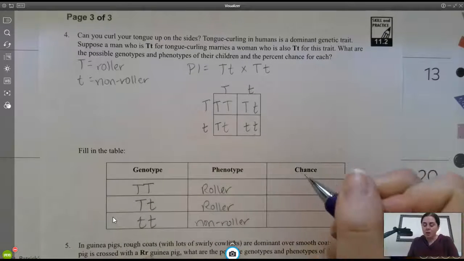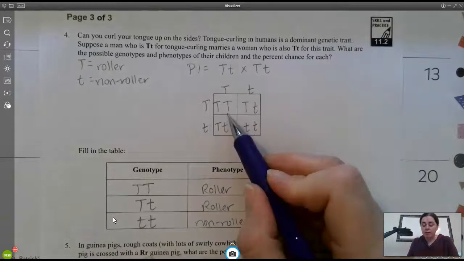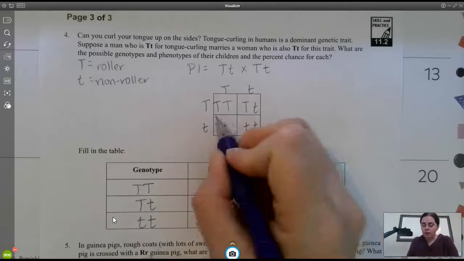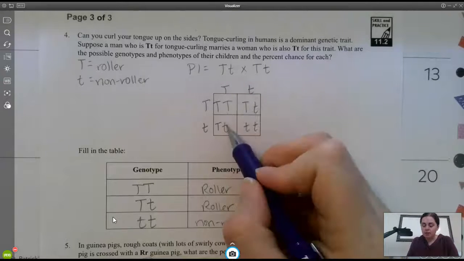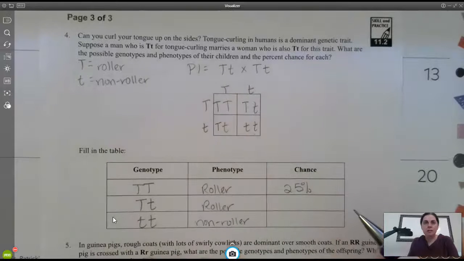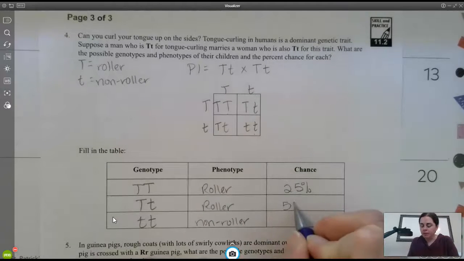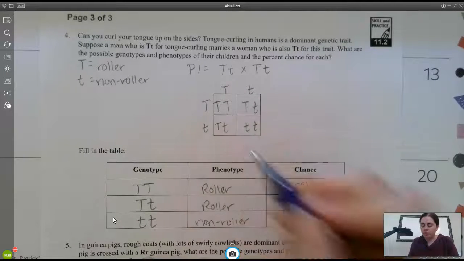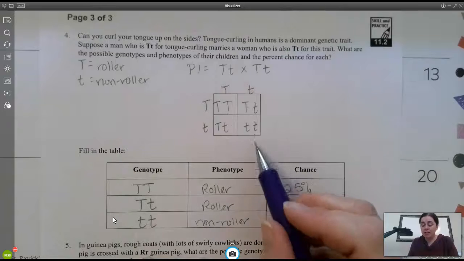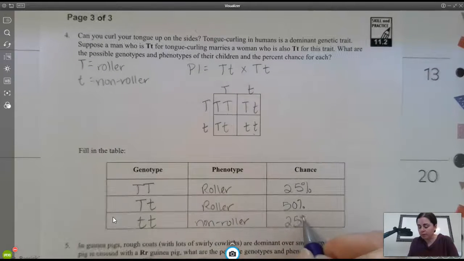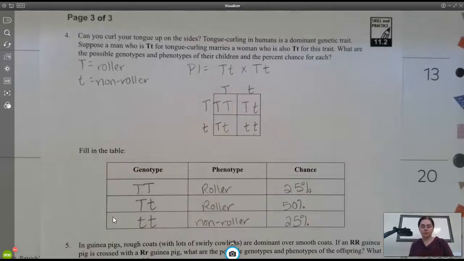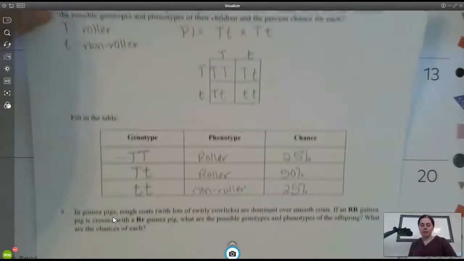Okay. What is our percent chance of having big T? Hopefully, you got the one box is 25% chance. Heterozygous. What is our chances of having a heterozygous offspring? 50%. 2 boxes, 25% each. And our percent chance of having a non-roller for an offspring is only 25% chance. Okay? Hopefully that makes sense.